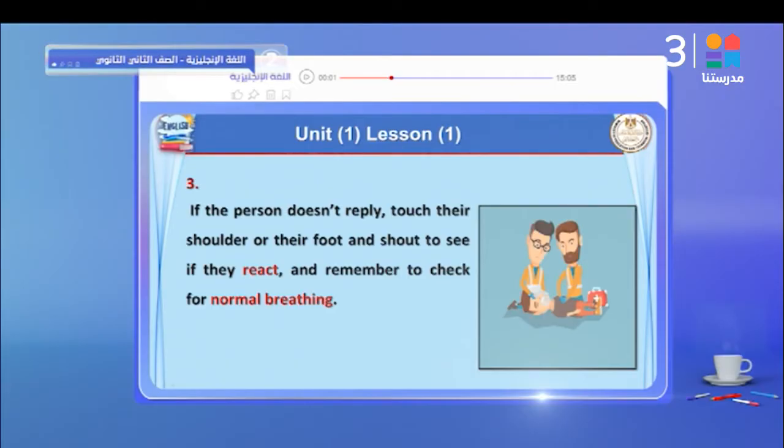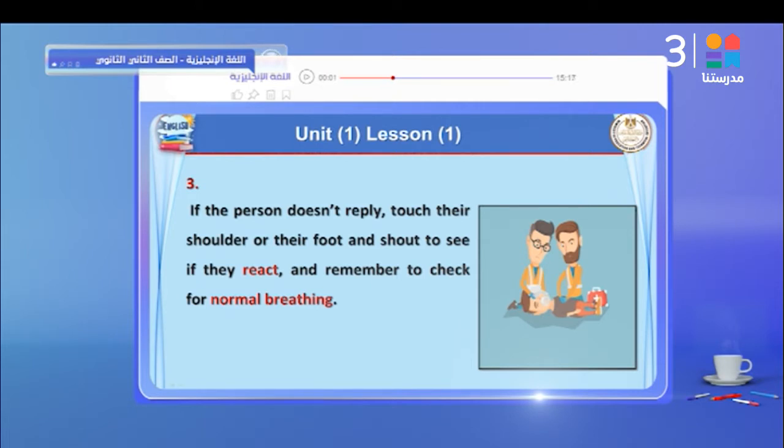Okay. Number 3. What's tip number 3? Let's go and check it. If the person doesn't reply, oh, the person now is lying and he or she doesn't reply, then what should I do? Touch their shoulder or their foot and shout to see if they react.